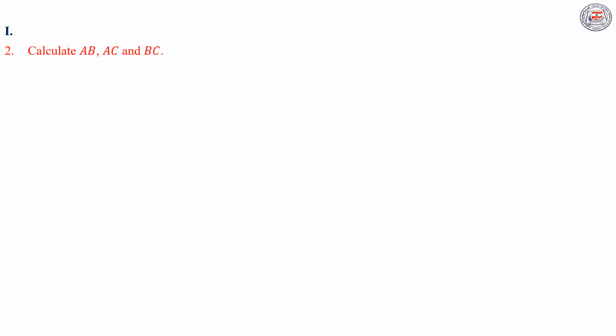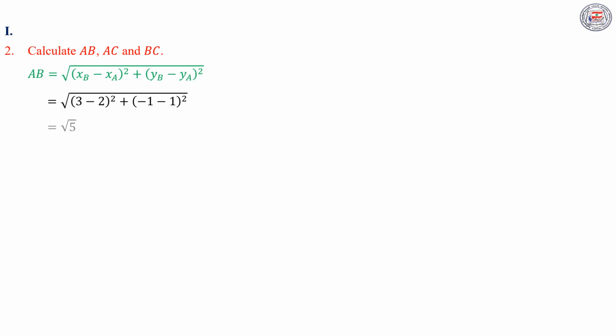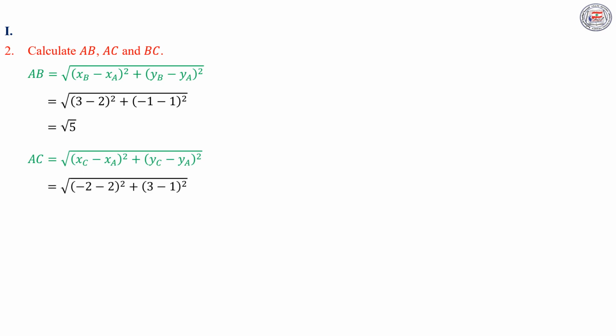In part 2, we have to calculate the length of AB, AC, and BC. AB is equal to the radical of (xB minus xA) squared plus (yB minus yA) squared, equal to the radical of (3 minus 2) squared plus (minus 1) squared, equal to radical 5. AC is equal to the radical of (xC minus xA) squared plus (yC minus yA) squared, equal to the radical of (minus 2) squared plus (3 minus 1) squared, equal to radical 5.